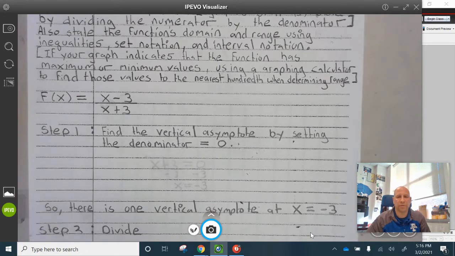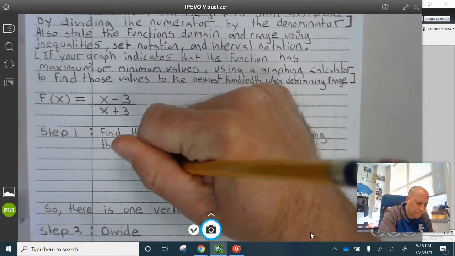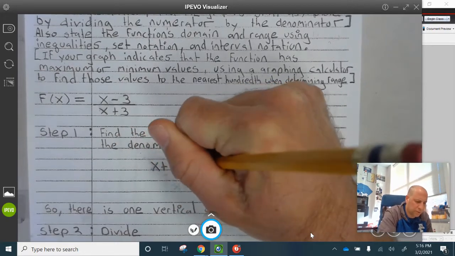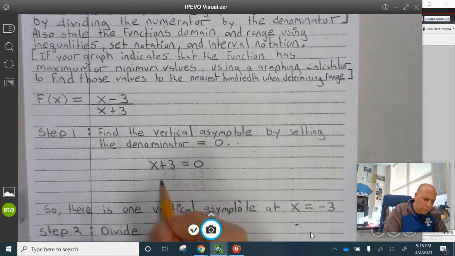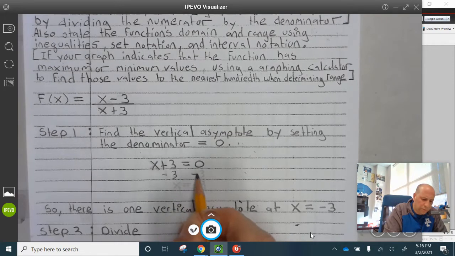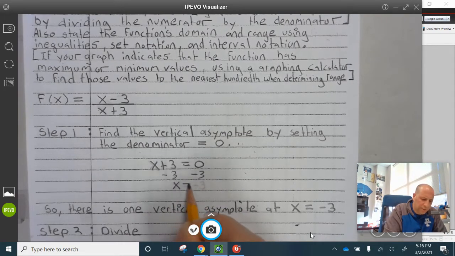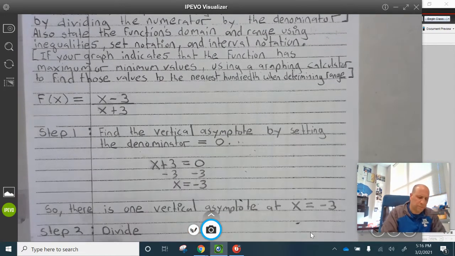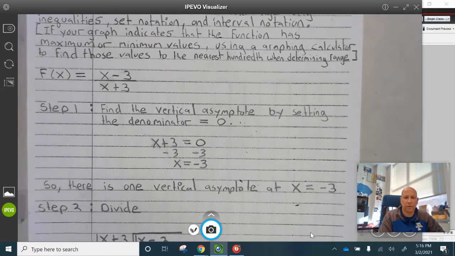Find the vertical asymptote by setting the denominator equal to 0. So we set x plus 3 equal to 0. We're going to subtract 3 from both sides, so then x equals negative 3. So there's a vertical asymptote at x equals negative 3.